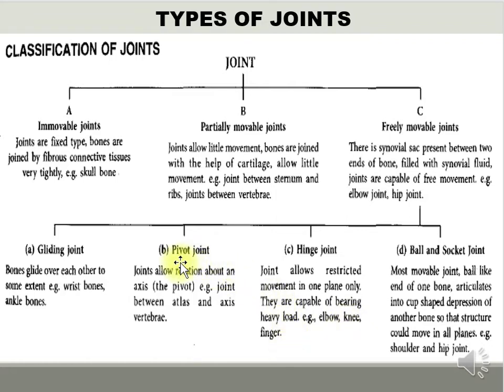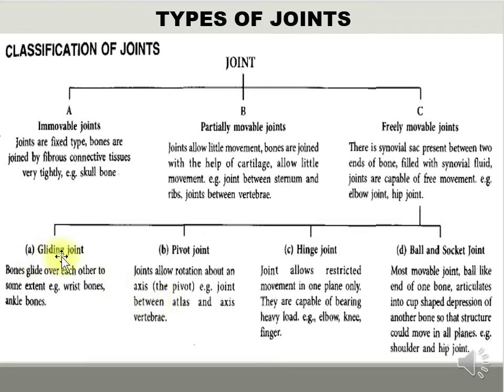The third category is the pivot joint, which allows rotation about an axis like a pivot. It is the joint between the first two vertebrae, atlas and axis, on which the head rests. So the rotation of the head happens at this joint, known as the pivot joint, because these bones, I'll be showing you how these bones are fixed, have a pivot-like structure.